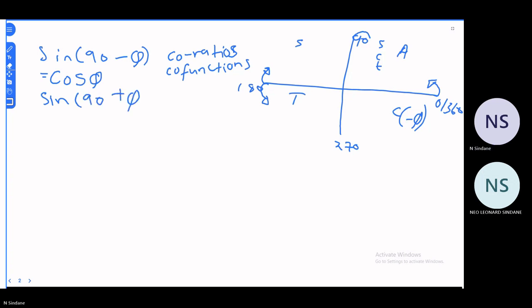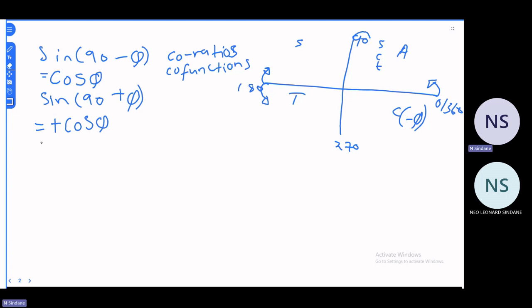So let's say now you have sine of 90 plus theta. What's going to happen? When I say sine of 90 plus theta, I'm falling into the quadrant of sine, which is going to give me a positive, right? But because it's a coratio, it will change to cos. So I'm going to have a positive cos theta.